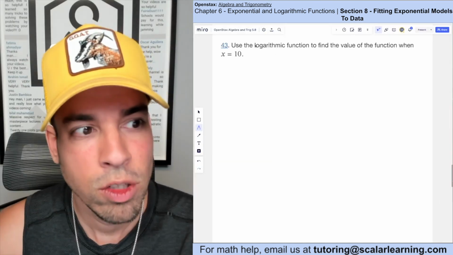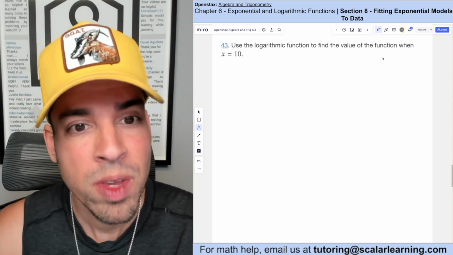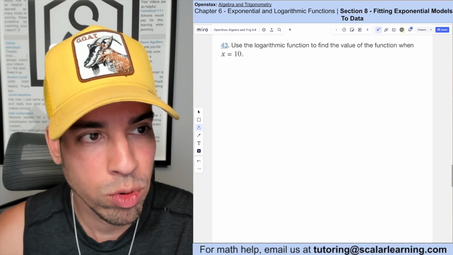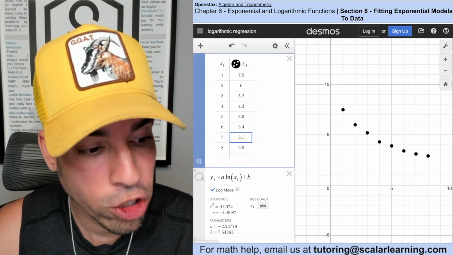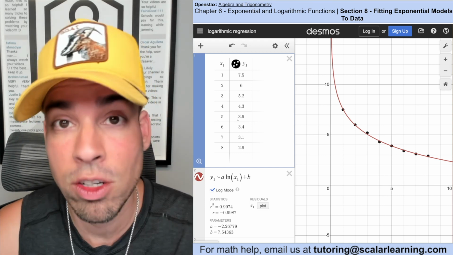Boom, done. So for this one, we're meant to find a logarithmic function that models the data from the table, and then we're meant to find the value when x equals 10. So using the logarithmic regression model in Desmos, we're going to just flip that on here with the points already entered from the table.